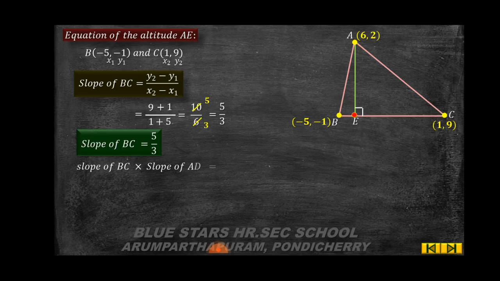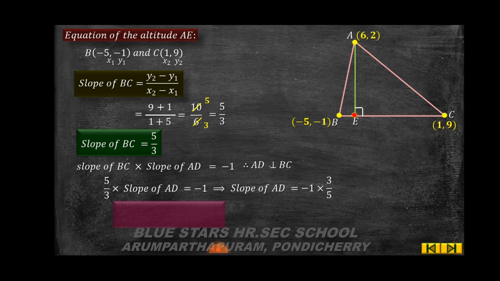The slope of BC into the slope of AE is equal to -1 because the two lines are perpendicular. The line AE is perpendicular to the line BC. So 5 by 3 into the slope of AE is equal to -1. Therefore, the slope of AE is equal to -1 into 3 by 5. So the slope of AE is equal to -3 by 5.